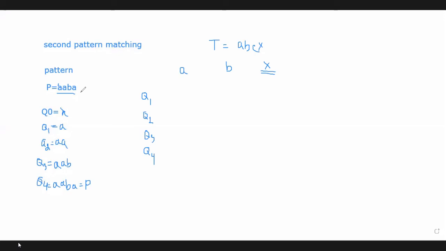So this is our pattern AABA, and we have the values of all these states. Now we can assume that if this is our text and the first character of the text is A, then what will happen? This is the second pattern matching algorithm, and why do we use a pattern matching algorithm? Just to check whether the given pattern is a part of the text or not, whether it belongs to that text or not.